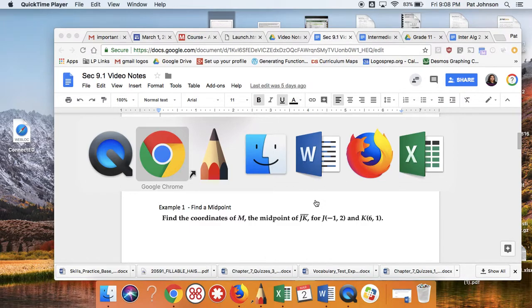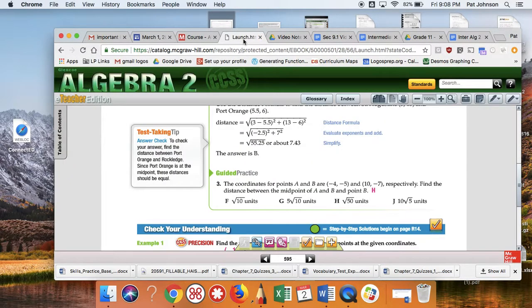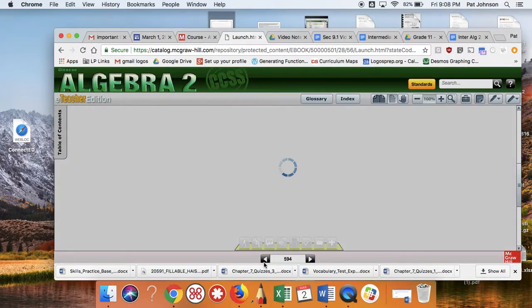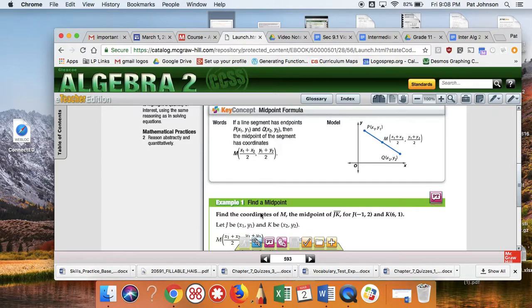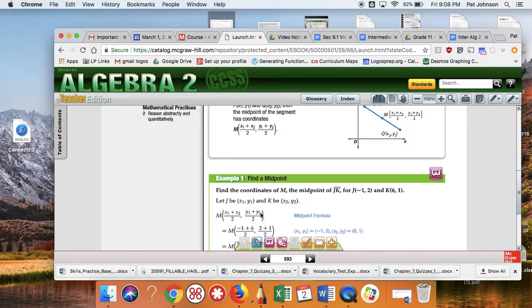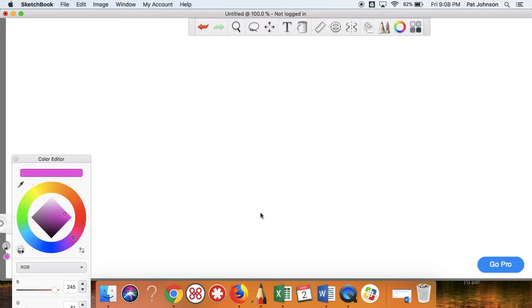Let's put the right page here. All right, page 593. So they tell us to find the coordinates of M, the midpoint of segment JK, for J at (-1, 2) and K at (6, 1).